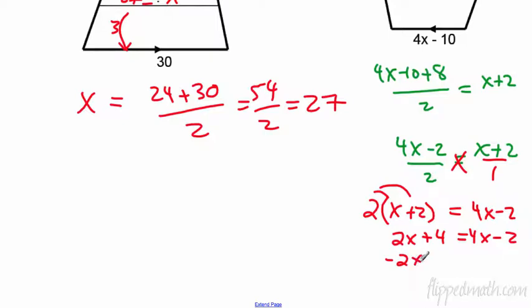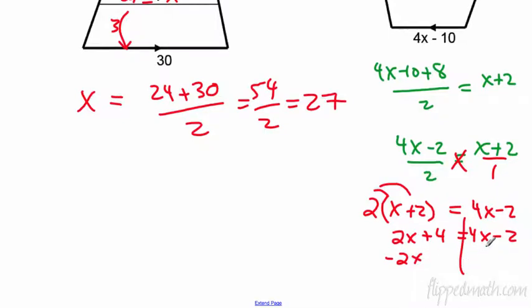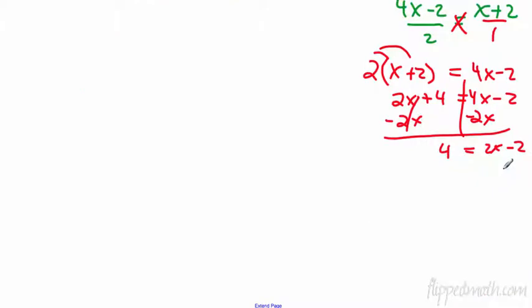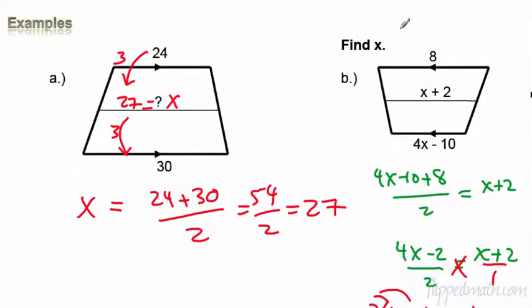What if I subtract 2x from both sides? Here's the line down the middle. Cancel. 4 equals 2x minus 2. Then add 2 to both sides. Mr. Kelly's showing all the steps. Okay, except that last one: x equals 3. Let's go back up and see if x equals 3 makes sense.